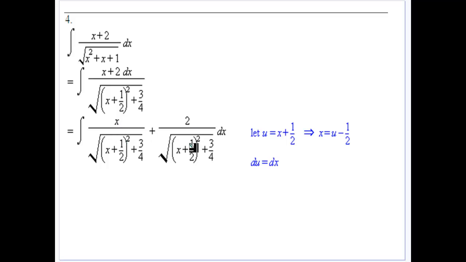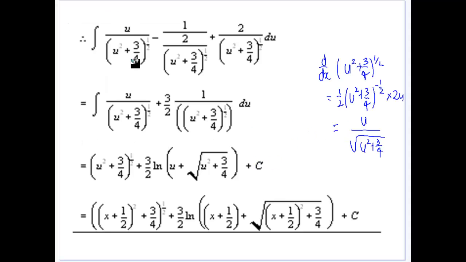So pay attention. Let u be equal to x plus a half. So x would be u minus a half, and du is equal to dx. So we do that substitution. We get u on the square root of u squared plus 3/4, to the power of a half. Again, realize that is a manipulation of the reversal of the chain rule.